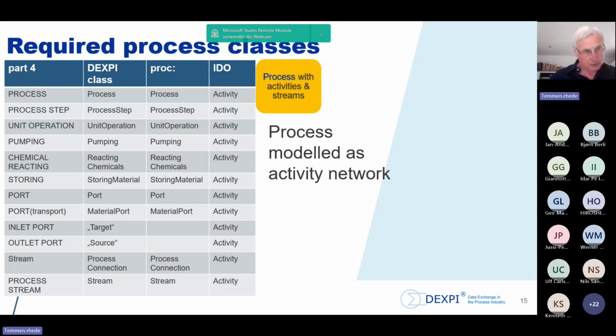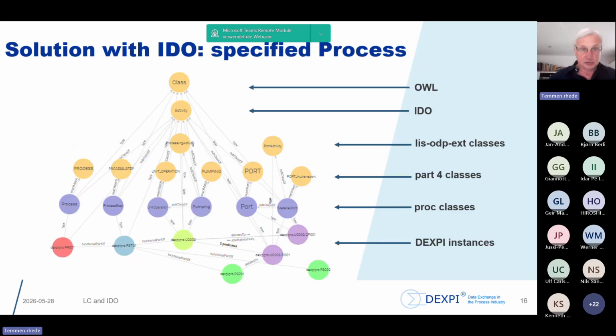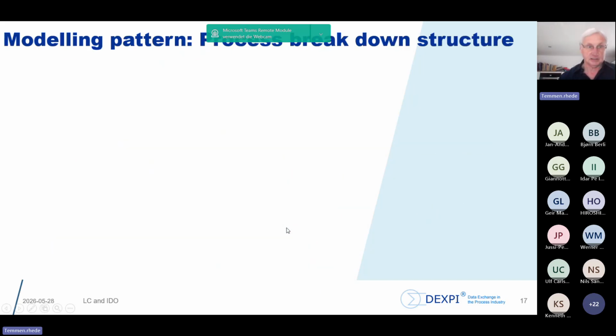And now we have this completely modeled. And this looks like that we have at the top the classes from IDO. Then we need additional classes, the processing activity and support activity, done in the additional ontologies for object properties. Then the relations always to part 4. Then the class definitions in the proc ontology, and below the DEXPI instances.